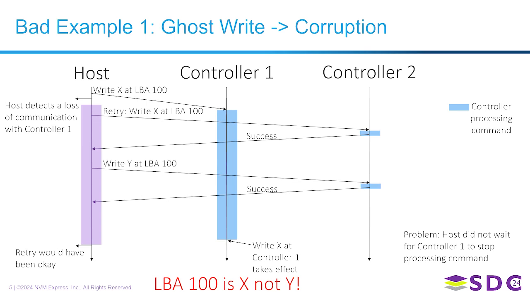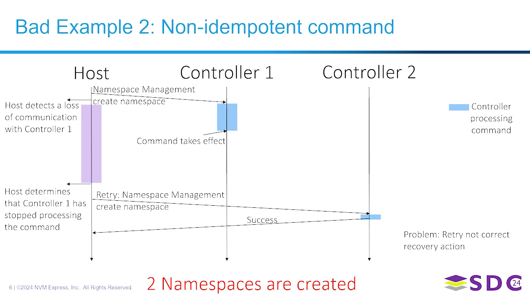Now, there are still other problems that can happen with a loss of communication, even if you do wait. If the host launches a different command, let's say a namespace management command where they're creating a namespace, and controller 1 is executing it, but the host detects a loss of communication, the host doesn't know what happened with that command. And the command takes effect, a namespace is created. As far as controller 1's concerned, everything happened just fine.